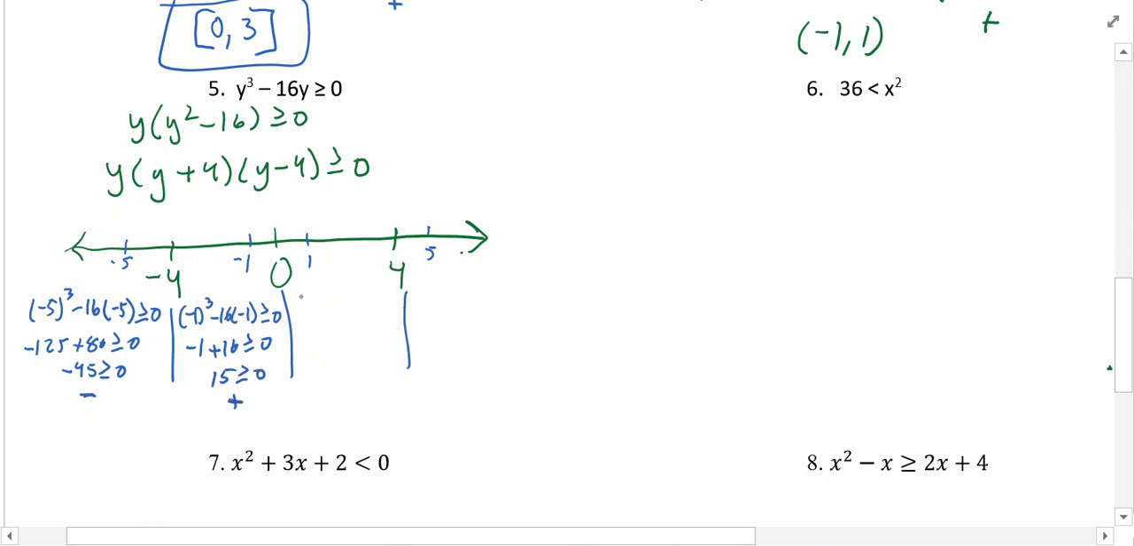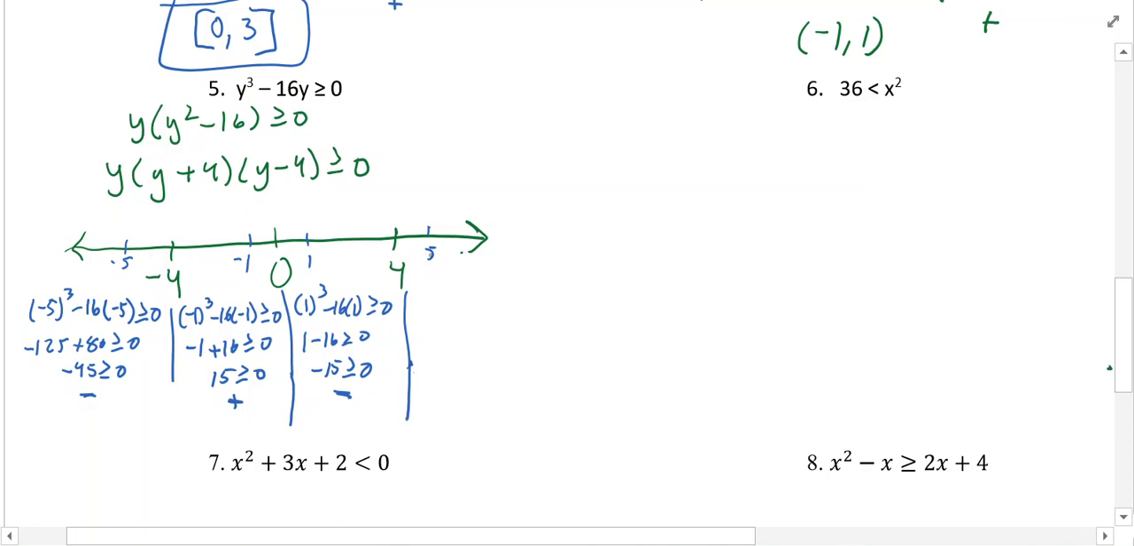So then I'm going to check this one. So 1 cubed minus 16 times 1 is greater than or equal to 0. So I get 1 minus 16 greater than or equal to 0. So negative 15 is greater than or equal to 0. So anything between 0 and 4 would end in a negative answer.